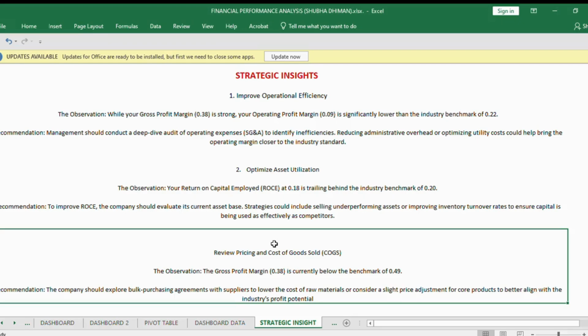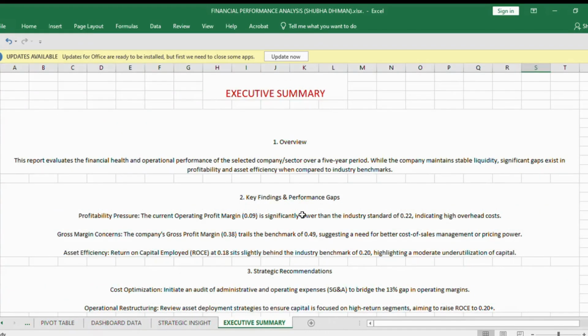Reviewing pricing and cost of goods sold: our gross profit margin of 0.38 is currently lower than the 0.49 benchmark, indicating a need for better cost of sales management. To conclude, I have added the executive summary, which shows that while liquidity is stable, there are significant gaps in profitability and asset efficiency. My main recommendation is to initiate a cost audit to bridge the margin gaps and refocus capital on high return segments. Based on this 5-year analysis, the overall outlook remains a hold until the efficiencies are met.